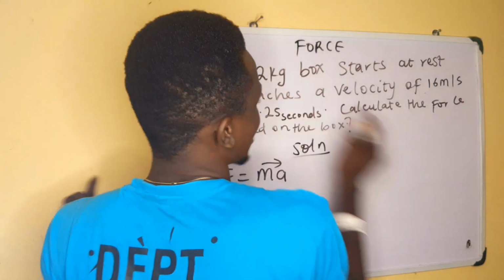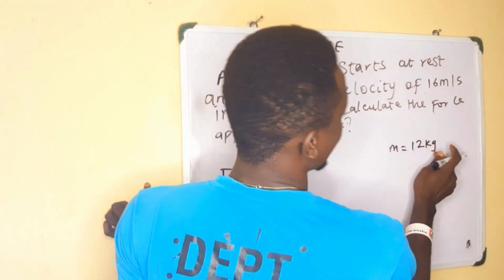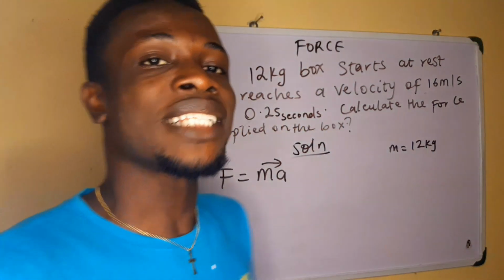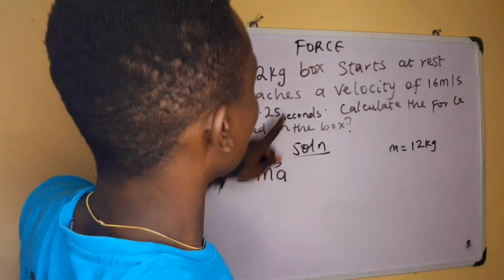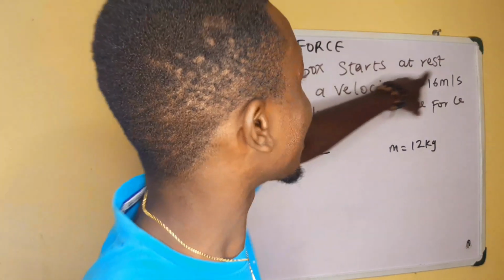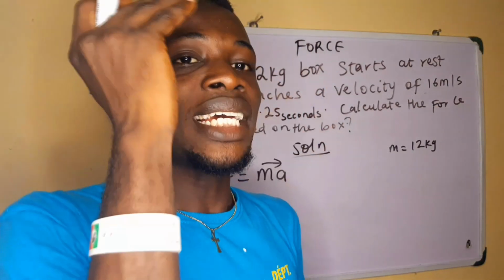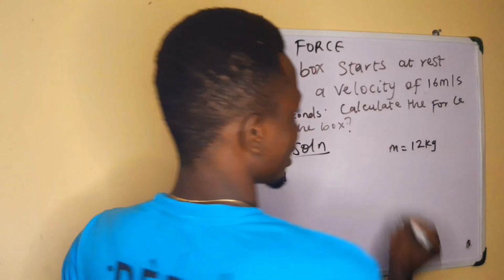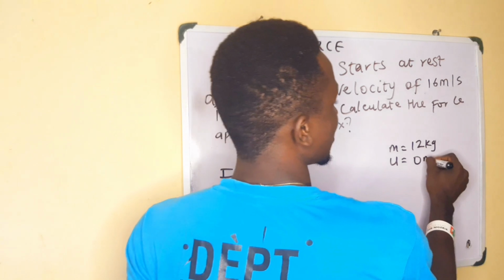In the parameters, we are given the mass, which is m, which is 12 kg. And 12 kg implies that it is already in its fundamental SI unit, so no need to convert again. Then the next thing we are given is starts at rest. Now, rest actually means something. It means that is the initial velocity, tagged u. So the initial velocity is 0 meters per second.